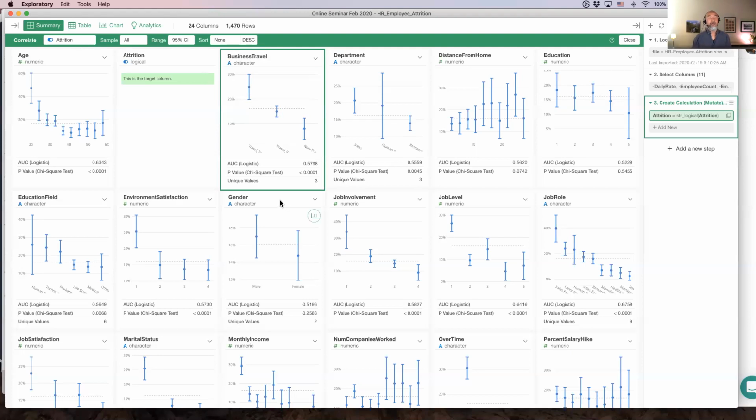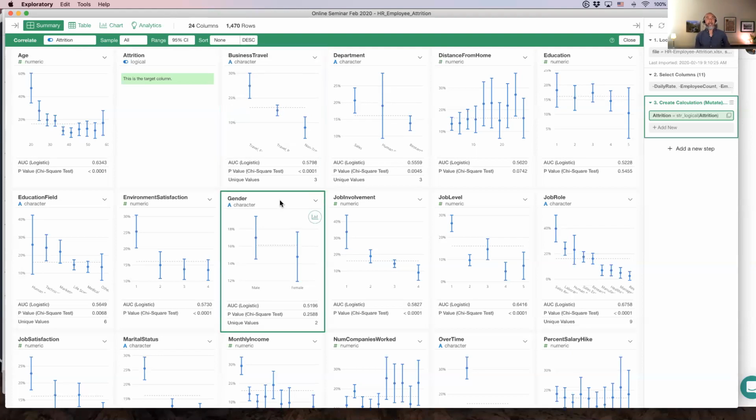Okay, so now let's take a look at this one, gender. And the gender, I'm going to go here: male, 17% of male employees leave, compared to female, 14 or 15% of the female left the company. So it seems like males tend to have more chance of leaving than the female. Okay, so there are business travel and gender, both of them seem to have some type of relationship with attrition, but there's a difference between these two.